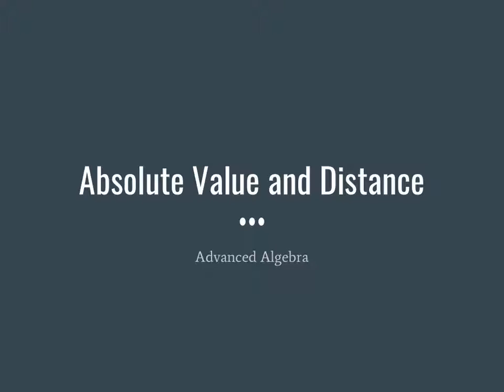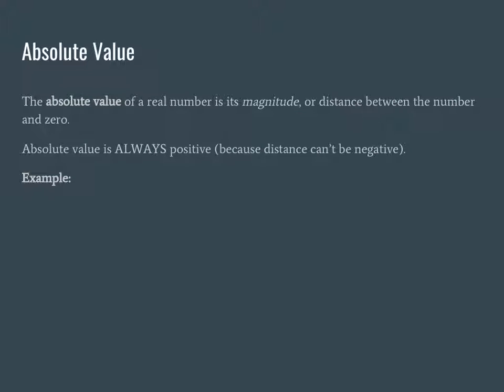In this video, we will discuss absolute value and distance. The absolute value of a real number is its magnitude, or distance between the number and zero. Absolute value is always positive because distance cannot be negative.